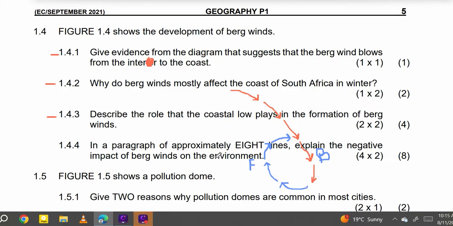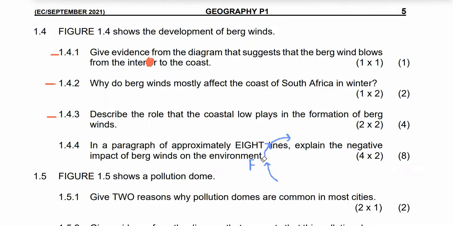So your simple answer there, for describe the role that the coastal low plays in the formation of berg winds: I think I've explained that. You can just explain it the same way that I explained to you guys. It's 2 times 2, so you have to at least mention some points that I've already mentioned there, okay.